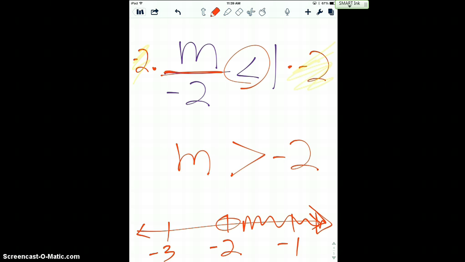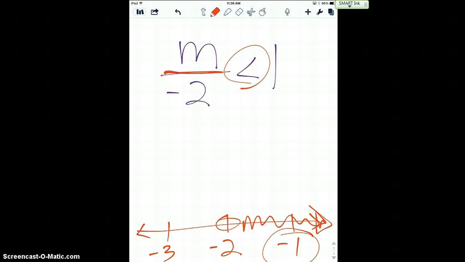And if I check my work, so now I'm going to erase my solution, I'm going to go back to the original, and if I check my work and I check like -1, -1 divided by -2 is what? Positive, because they're both negative, it's going to be positive 0.5 is less than 1. Is 0.5 less than 1? Yes.